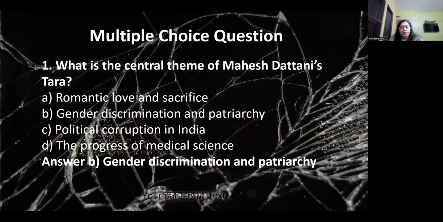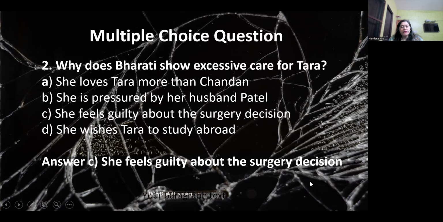The options are: romantic love and sacrifice, gender discrimination and patriarchy, political corruption in India, the progress of medical science. The answer is option B, gender discrimination and patriarchy. Why does Bharati show excessive love for Tara? She loves Tara more than Chandan. She's pressurized by her husband Patel. She feels guilty about the surgery decision. She wishes Tara to study abroad. The answer is option C. She feels guilty about the surgery decision.